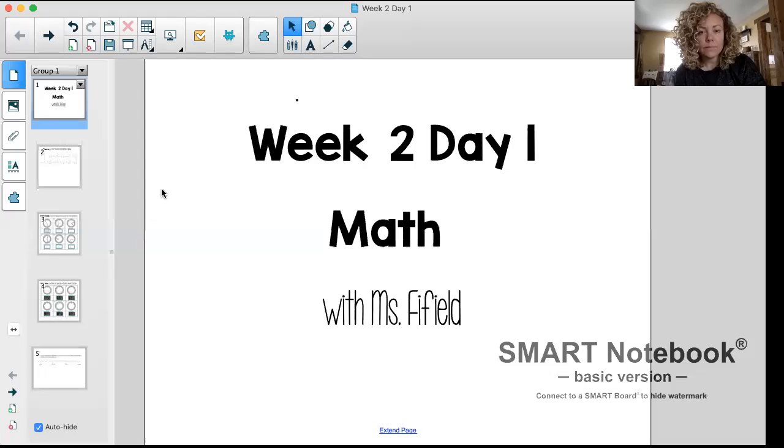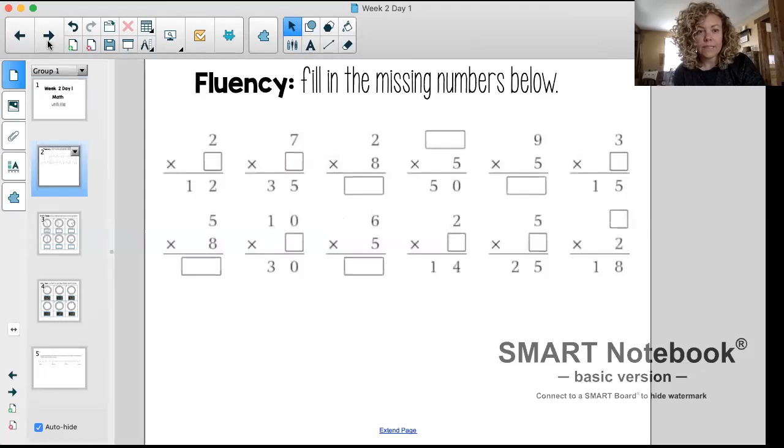So, let me pull this up. All right, week 2, day 1 in your packet. The first thing you're going to see is your fluency. And some of these have a missing factor. So, when we have a missing factor, we need to skip count by our other factor until we reach the product. So that first example, 2 times blank equals 12. We can skip count. 2, 4, 6, 8, 10, 12. Take 6 times.